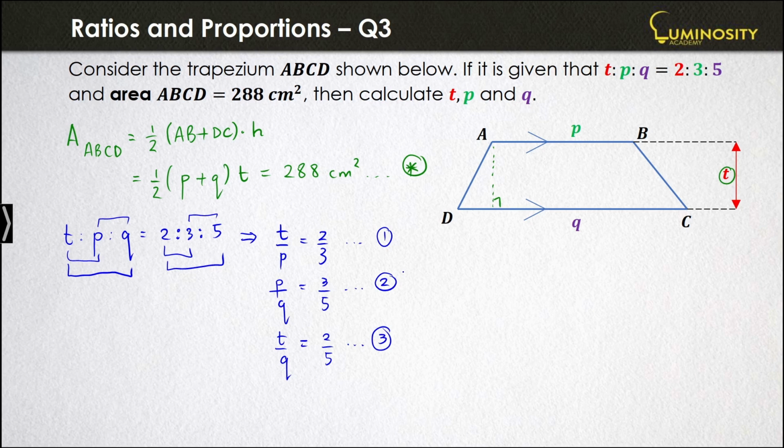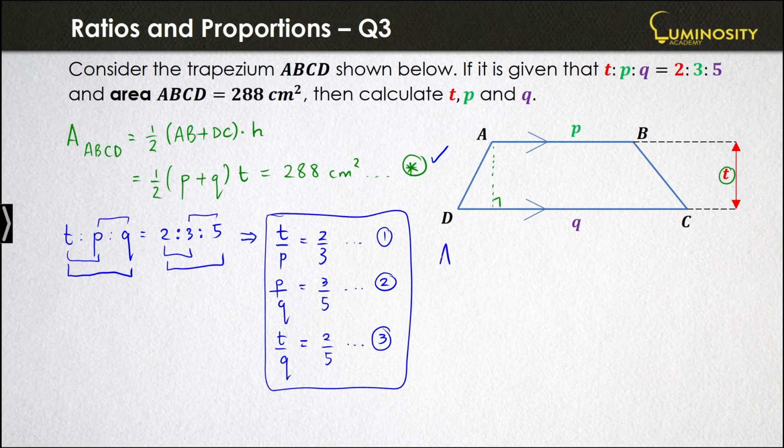Now the goal is to solve for P, Q, and T. We've got 3 equations in 3 unknowns, which means we can essentially solve for T, P, and Q. We've also got a fourth equation here to help us work out those values. So we need to think of a clever way of manipulating this area formula so that we get something resembling one of these ratios in some form or another.